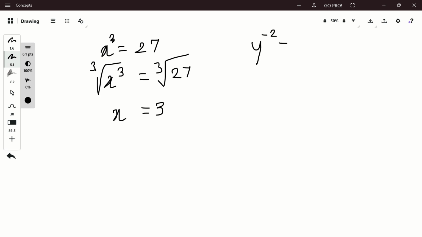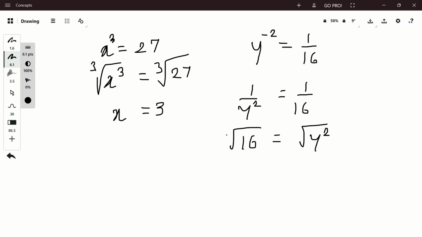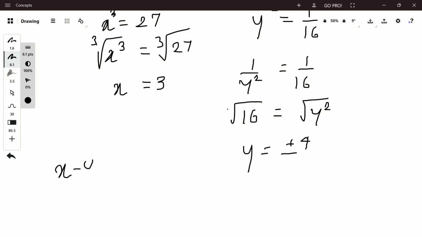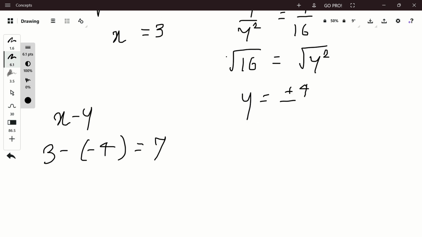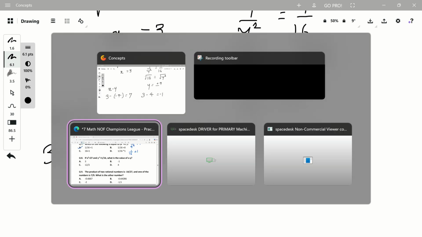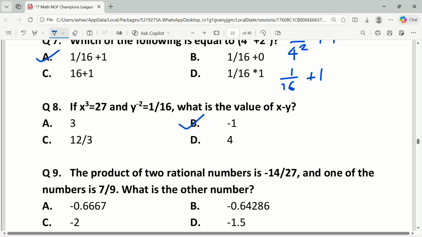For y to the power minus 2 equal to 1/16, we have 1 upon y squared equal to 1/16. Taking the square root, that is y = plus or minus 4. Solving for x minus y, first using y as minus 4, we have 3 minus (minus 4), which is equal to 7. And using y as plus 4, we have 3 minus 4, which is equal to minus 1. Comparing with the given options, the answer is B, minus 1.